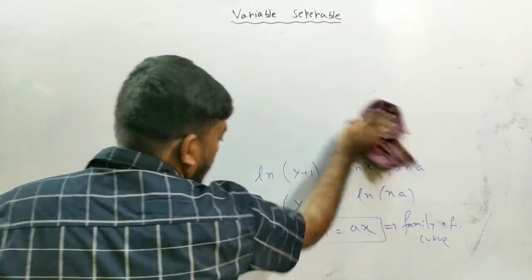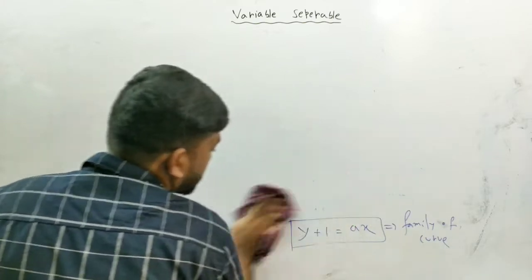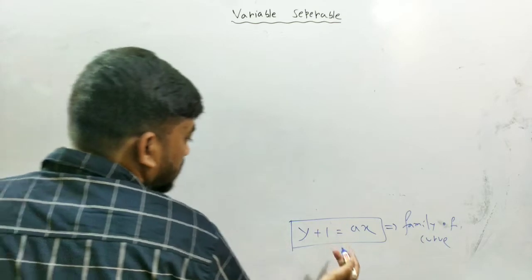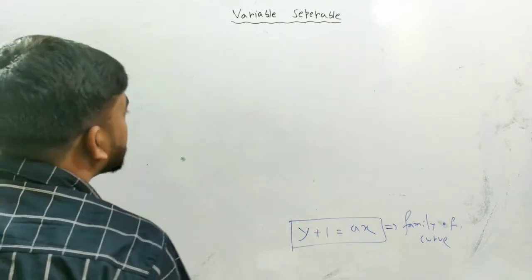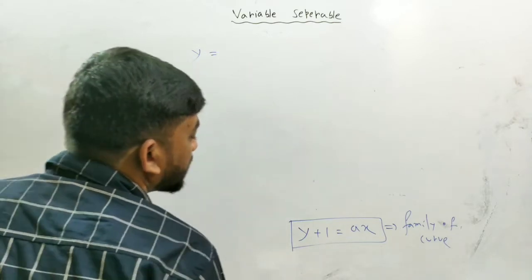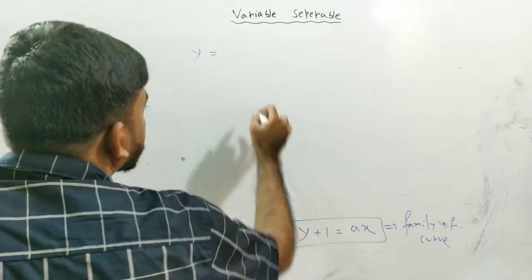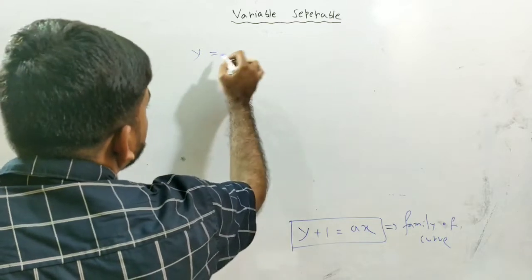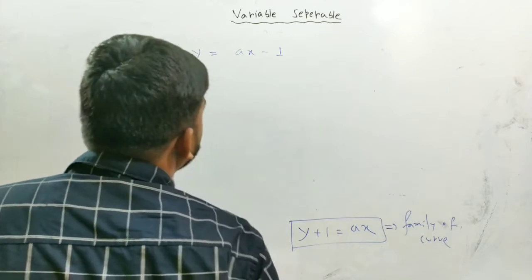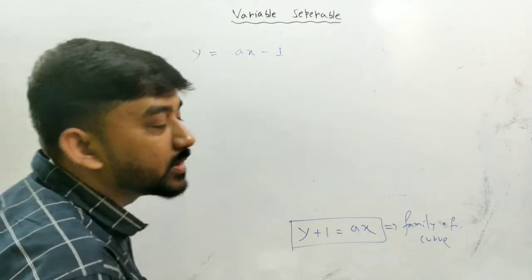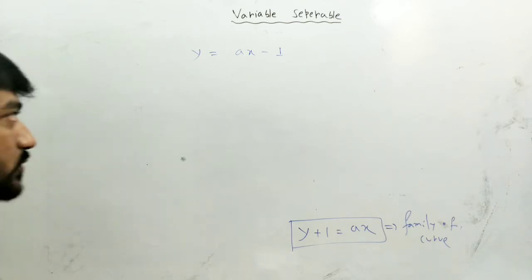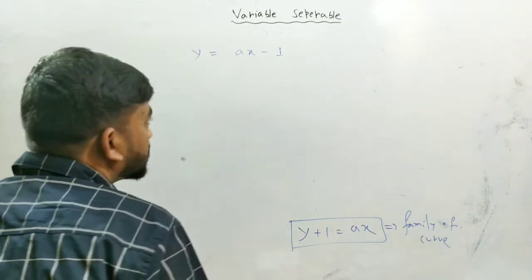So if you want to draw the straight lines, what will they be? If you want to plot this equation, y + 1 = ax, then it is something like y = mx + c type. So it will be y = ax - 1. Here m is a, that means the slope of this line is a. So what will be the plot of this straight line?